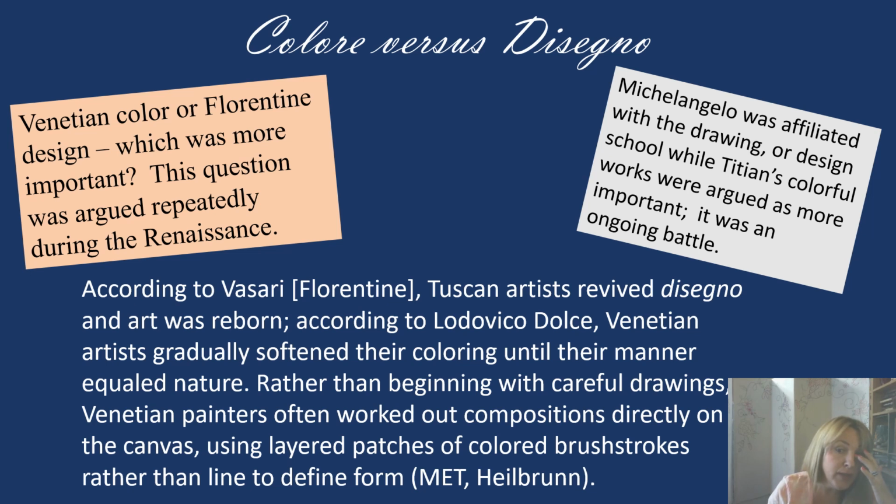According to Lodovico Dolce, Venetian artists gradually softened their coloring until their manner equaled nature. In other words, it looked realistic. When something looks natural, it looks realistic. Rather than beginning with careful drawings, Venetian painters often worked out compositions directly on the canvas, often layering patches of colored brushwork rather than line to define form. So some people, when they paint, carefully map it out. Everything is considered, where everything should be, and then some people just go with it. So it's also very much two different philosophies of how to paint. There's room for everybody, frankly.